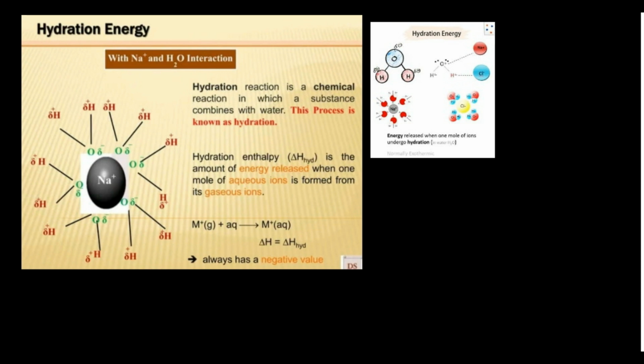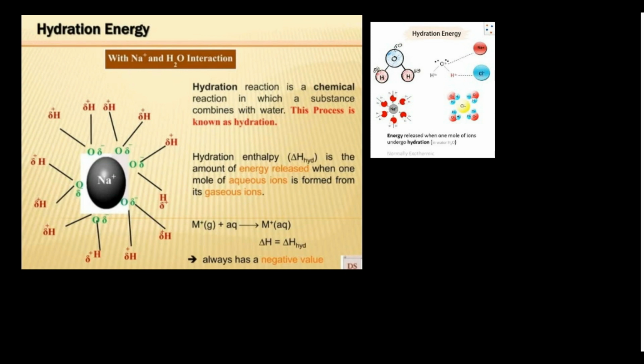Hydration reaction is the chemical reaction in which a substance combines with water. The process is known as hydration. Hydration enthalpy or hydration energy is the amount of energy released when 1 mole of aqueous ions is formed from gaseous ions. Please remember, another way of giving the definition is that the hydration enthalpy is the heat energy released when new bonds are formed between the ions and the water molecules.